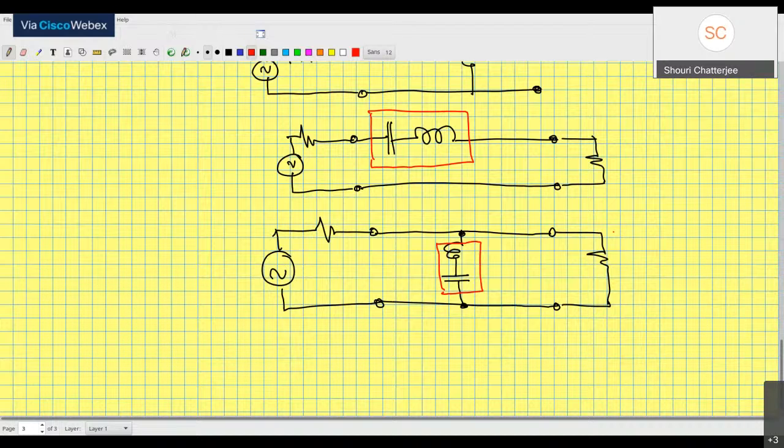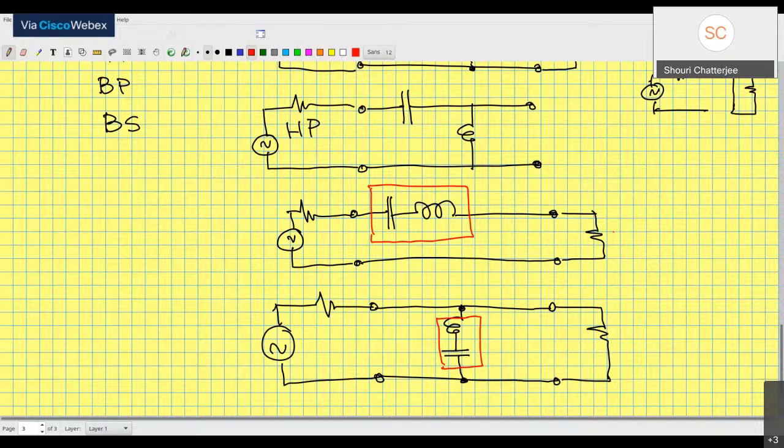Now, you can also have an alternate arrangement for this. So you don't have to put it in series, you could put it in shunt also. So keep that in mind. You can have both structures for both. So for example, I could have something like this also as band pass, and I can have something like this also for band stop.